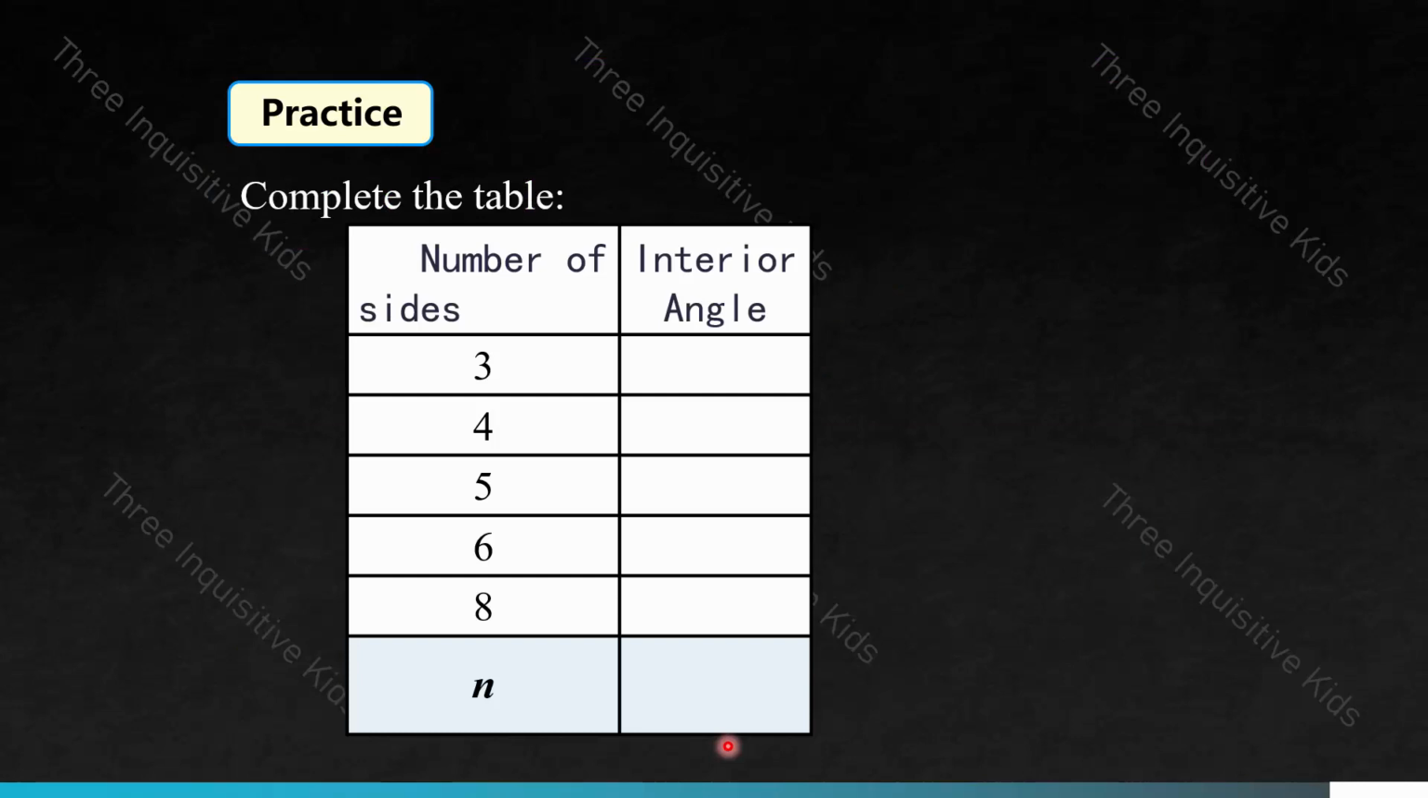Practice. Complete the table. So here we have a table. On the left side we have the number of sides, and on the right side we have the interior angle. All we're asking for in this interior angle column is how much each interior angle measures, assuming that this shape is a regular polygon.